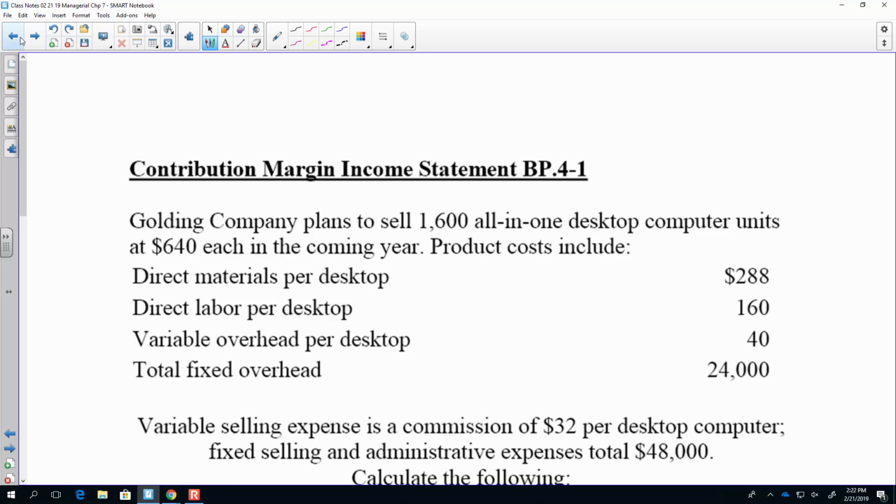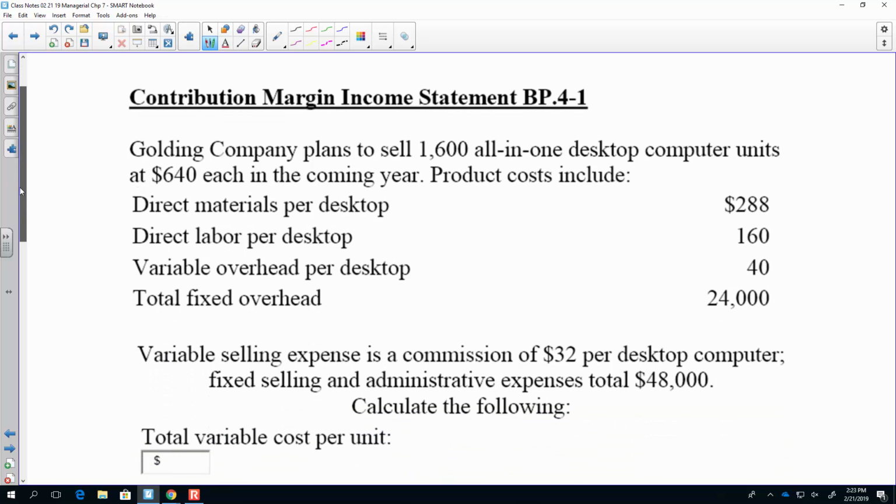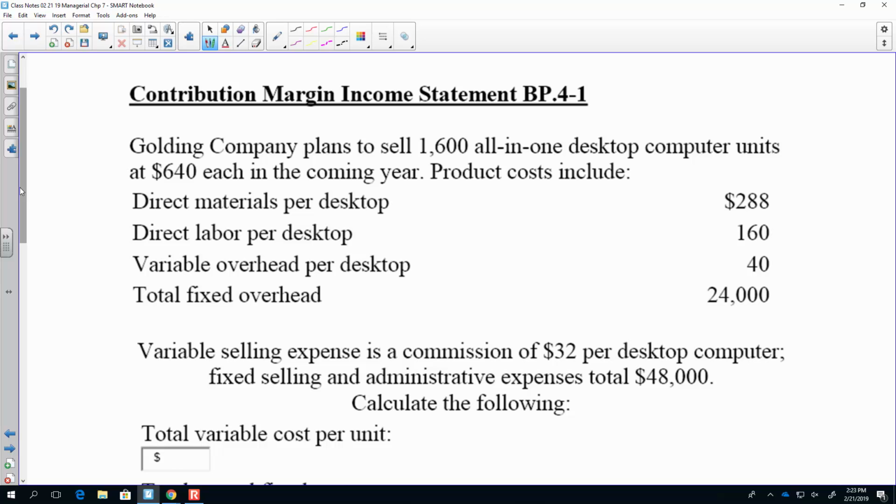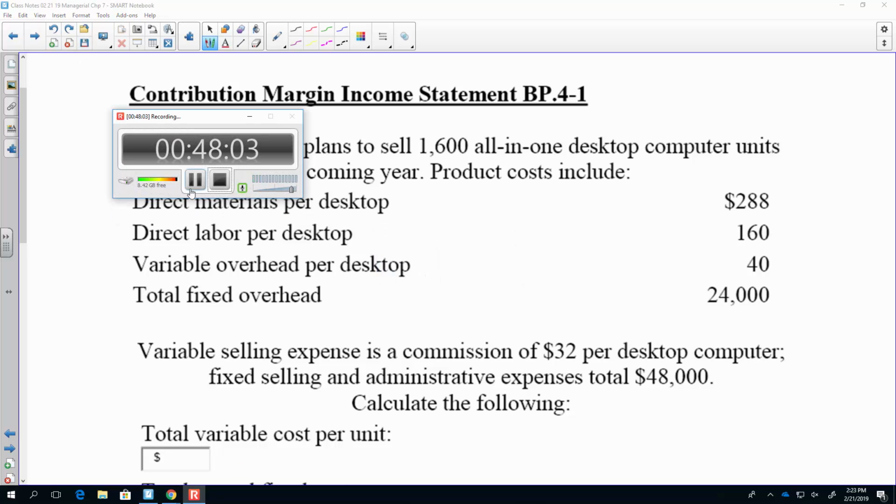Let's take our first break here, guys. I'm going to stop here. I want to jump to, in your packet toward the end, there should be blueprint. These are old problems from the old textbook I want to take a look at. So let's stop here, and we'll pick up from where we left off.